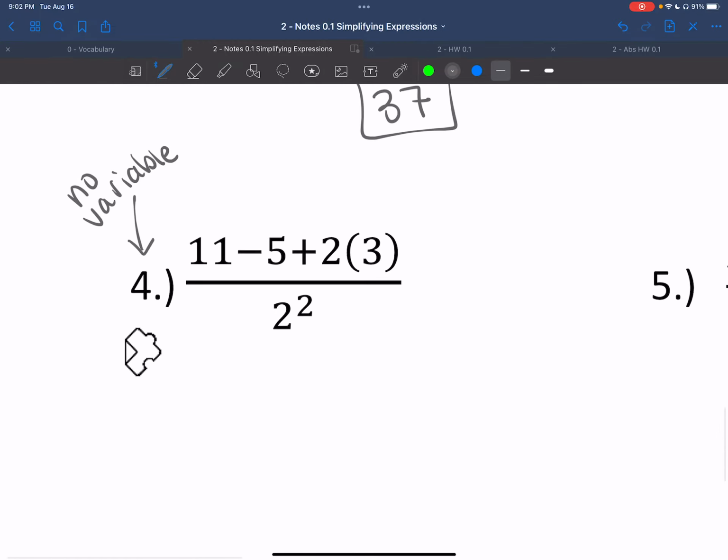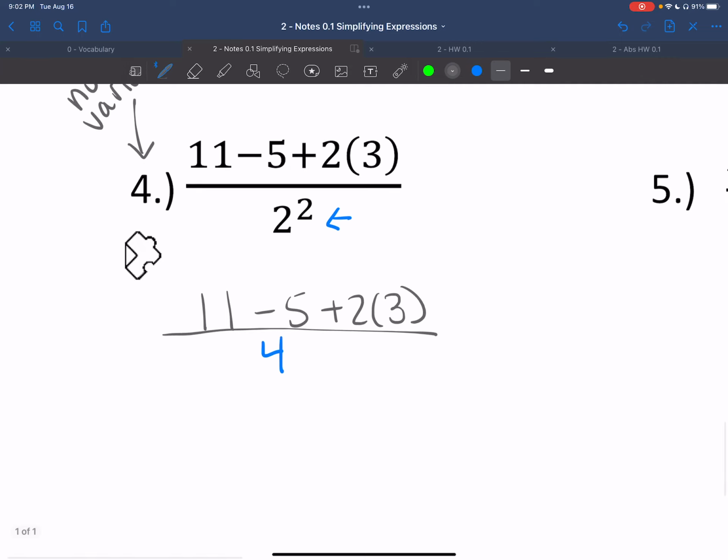The next one, number 4, the last example, there's no variable here, so we start working with our Please Excuse My Dear Aunt Sally's. My parentheses right now just has a 3, there's no math in it, so I move on to exponents, which gives me 2 squared. That gives me 4. Everything else gets brought down.